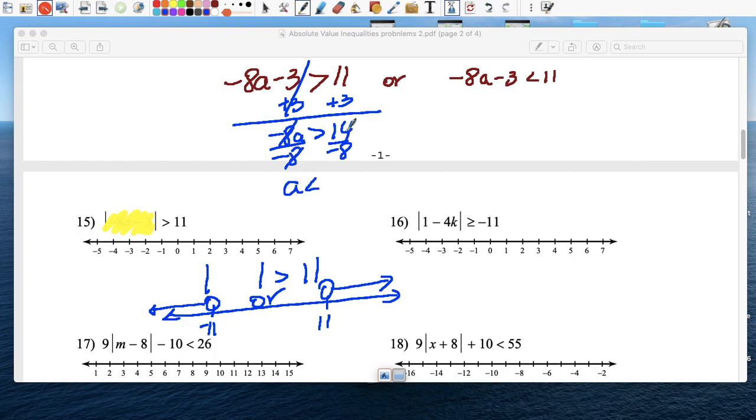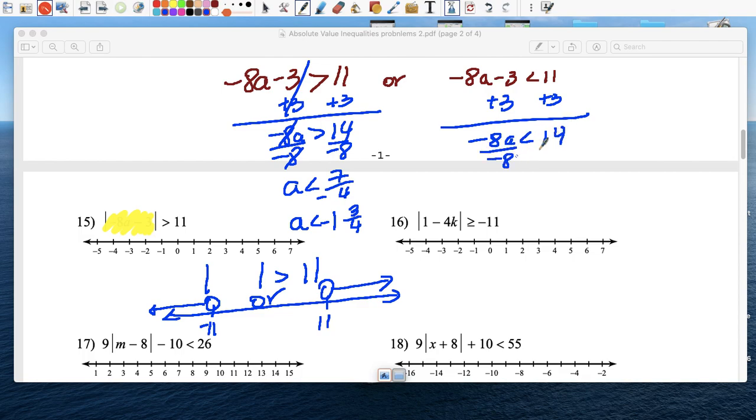Negative 8a is greater than 14. Divide by negative 8, divide by negative 8, then we're going to have to switch the signs. And we're going to get 14 over 8, which is 7 over 4 negative, right? And we're going to make that into 1 and 3/4 negative. On the other side, we do plus 3, we got negative 8 less than 14, and divide by negative 8. So we got to switch the sign the other way.